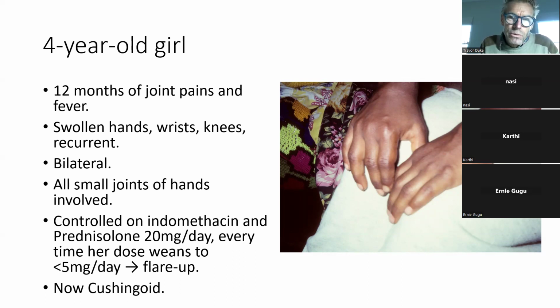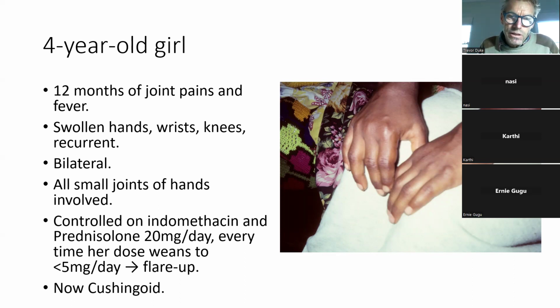This was a girl who had, you can see her hands, and you can see that she's got the hands that almost appear like an old man's hands. They're knobbled and gnarled and swollen. Now, she had 12 months of joint pains and fever, and particularly this arthritis involved the small joints of her hands, almost all of them, her wrists and her knees bilaterally.